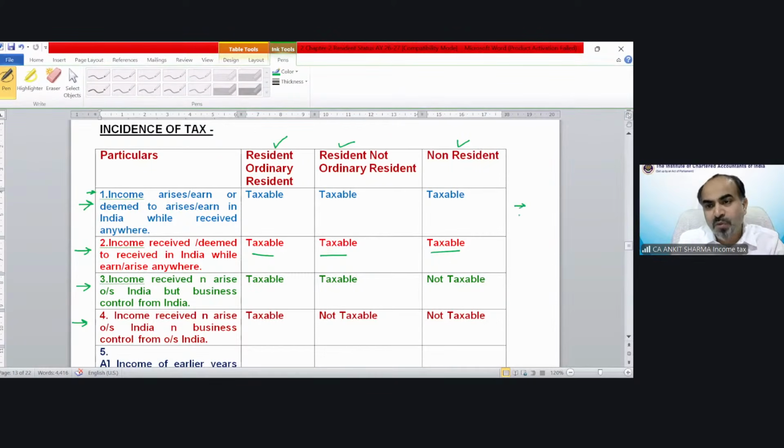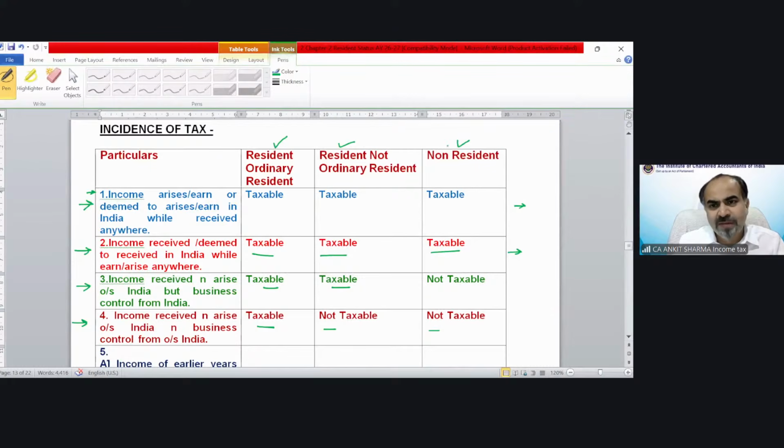If you earn first point income or second point income, the taxability is the same. The things will change from point number 3. If you earn third point income, then it is only taxable for ROR and RNOR. So if you are a non-resident, you need not pay tax on the third category of income. And if you earn the fourth category of income, then it is only taxable in the case of resident and ordinary resident. And it is not taxable for resident and not ordinary resident or non-resident.